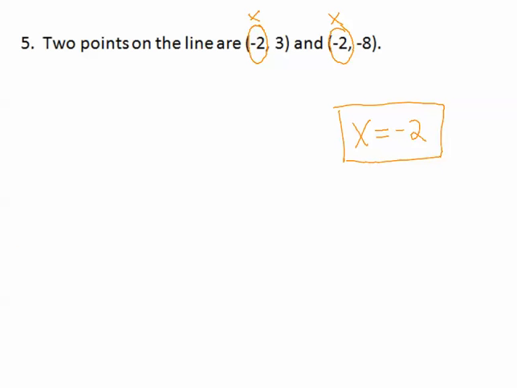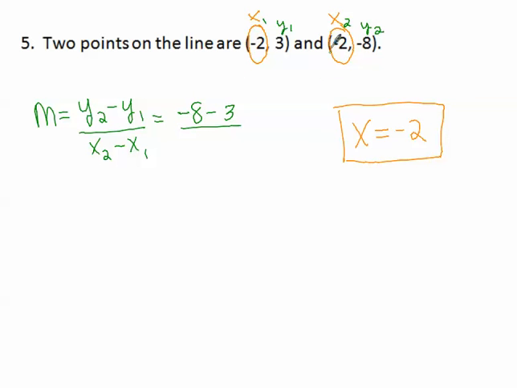However, if you're not certain, start by finding the slope. Y sub 2 minus y sub 1 over x sub 2 minus x sub 1. X and y, this is our second one, this is our first one. So subtract the y's, negative 8 minus 3 over, and now subtract the x's. Negative 2 minus negative 2. In the denominator, that makes 0. Negative 8 minus 3 is negative 11. But anytime we divide by 0, that makes a slope that is undefined. We can't divide by 0. So the slope is undefined.